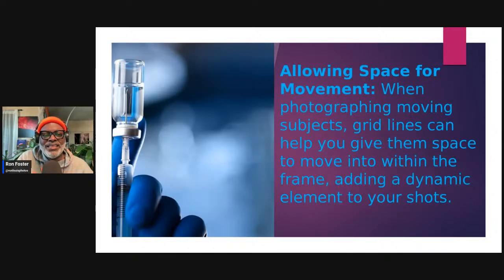Okay, again, allowing space for movement. Remember, we were talking about that. Like here we go, look at this. You've got the subject on the left side, and you've got all this airspace on the right side. When photographing moving subjects, grid lines can help you give them space to move into within the frame, adding a dynamic element to your shots.